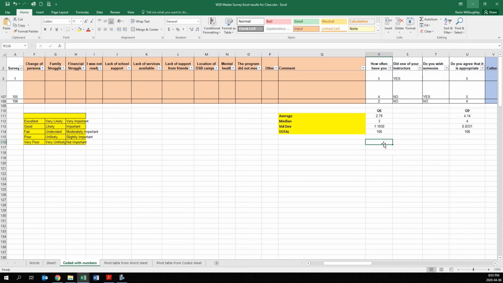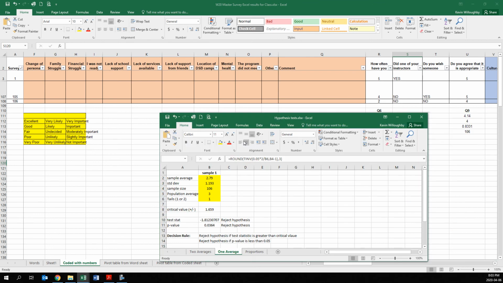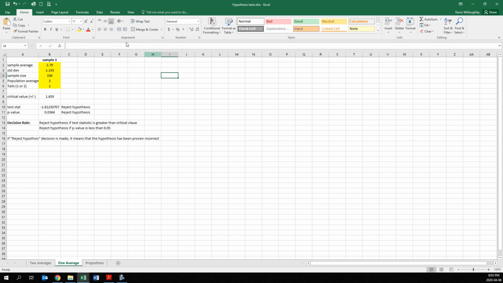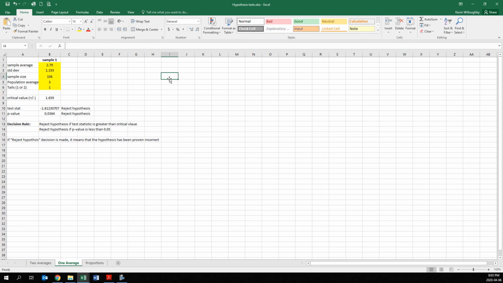So in this case with question 6, we have the sample data. The average is 2.79. The median we don't need to worry about. The standard deviation, though, is 1.19, and the total sample size is 106, which means that every student in our survey answered this question. So let's take a look at what we would do for this. I'm going to use this other spreadsheet which I made available to you. I'm just going to write up here in bigger letters. Let's also increase this.